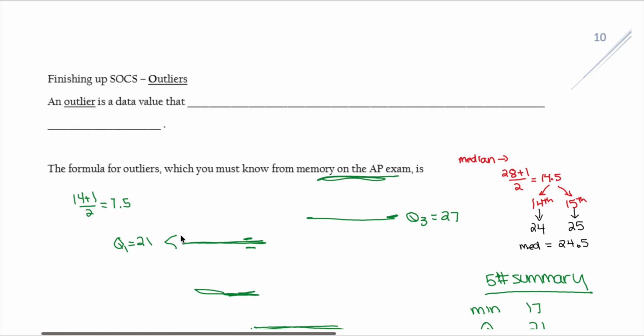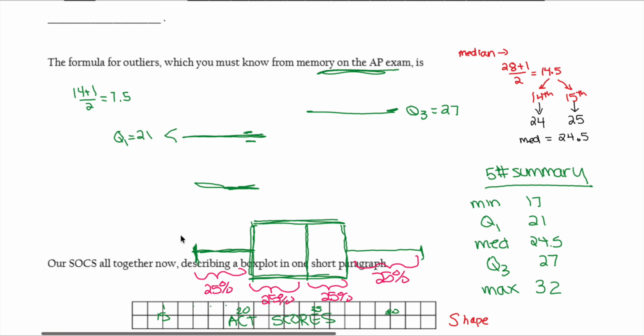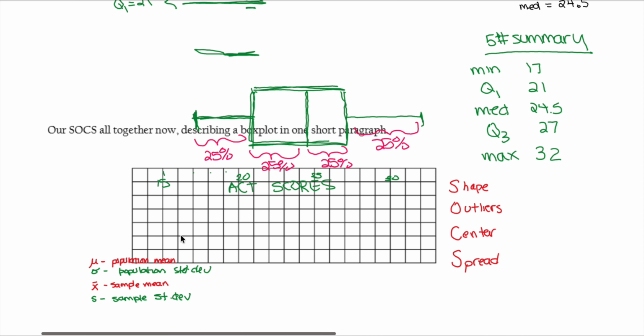Some teachers may also call them the fence method. Those are the two bounds, and if a data value exceeds or falls below the bounds, then it will be considered an outlier. So if a data value is below Q1 minus 1.5 times IQR, then it will be considered an outlier. Same as a data value that is above Q3 plus 1.5 times IQR, it will also be considered an outlier. So let's take a closer look at an example.